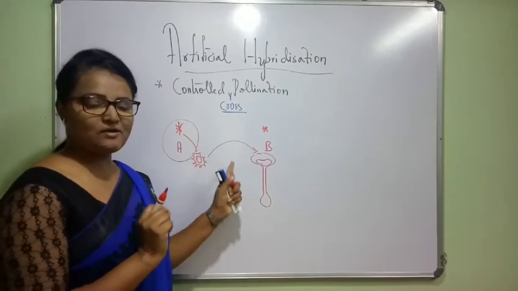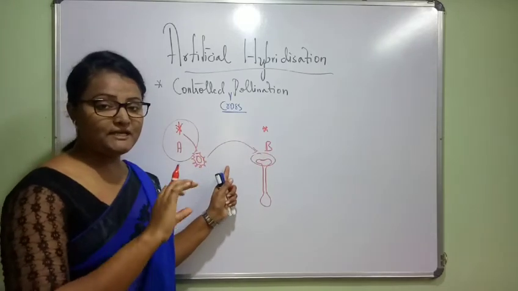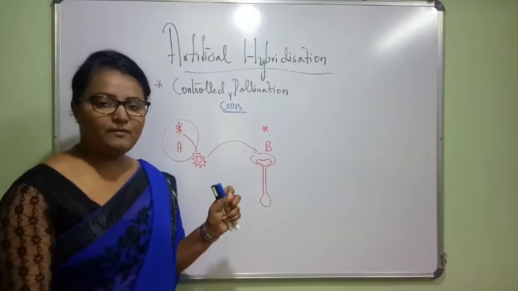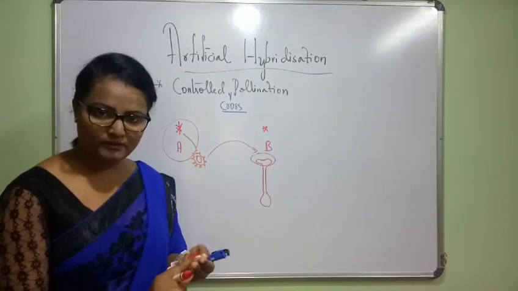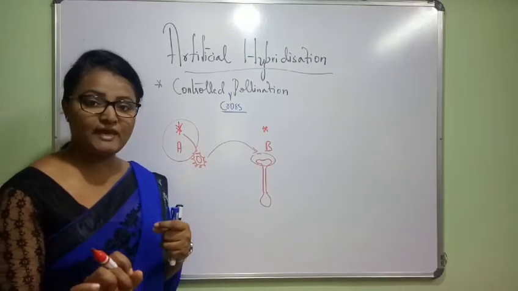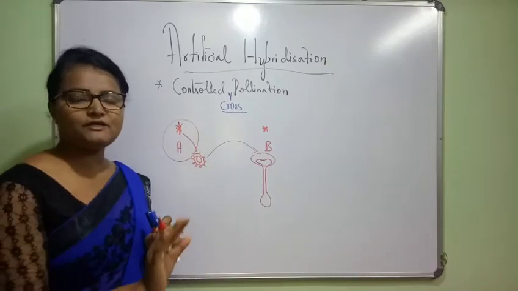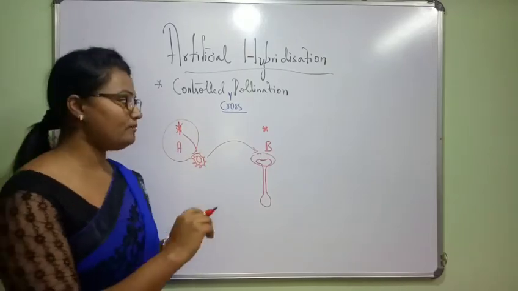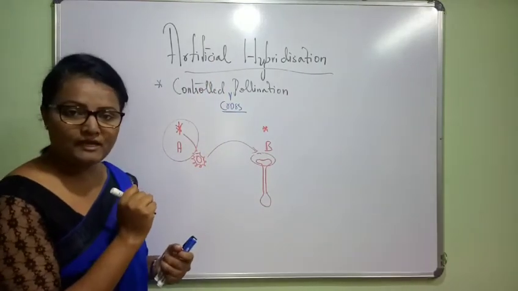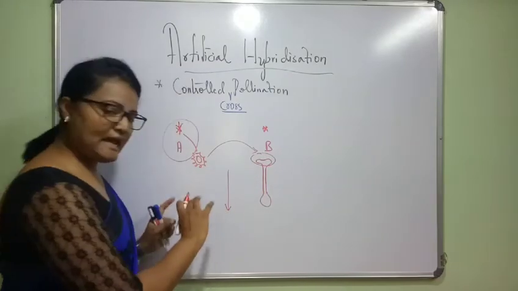Why is this called controlled? Because the pollination is not taking place with the help of any biotic or abiotic agents like wind, water, birds, insects, or different kinds of animals. Hence it is said to be controlled, controlled by human beings. So what they perform is artificial cross pollination.